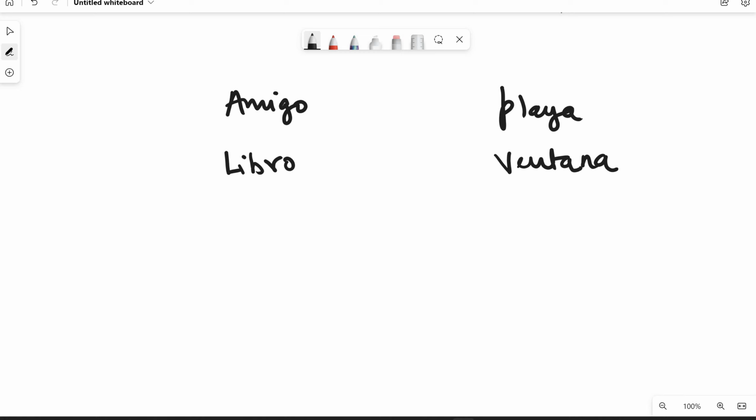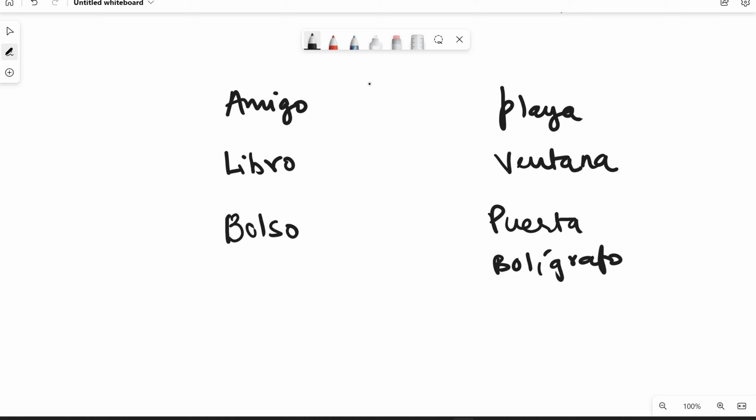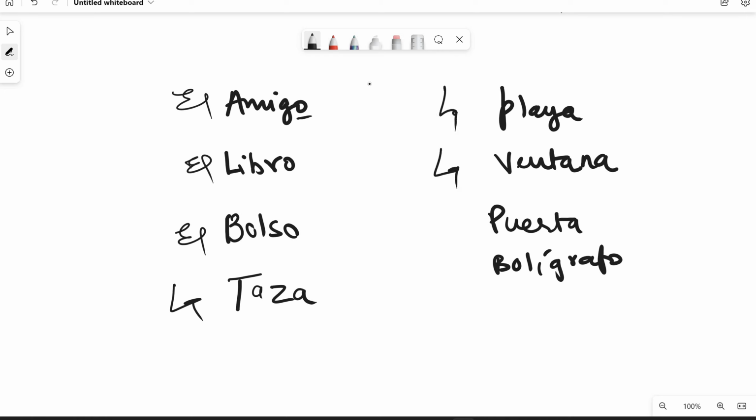Libro is a book. Puerta is a door. Bolígrafo is a pen. Bolso is a bag. Taza is a cup. So it's pretty easy to figure out the gender of these nouns. This will be el amigo, el libro, el bolso, la taza, la playa, la ventana, la puerta, el bolígrafo.